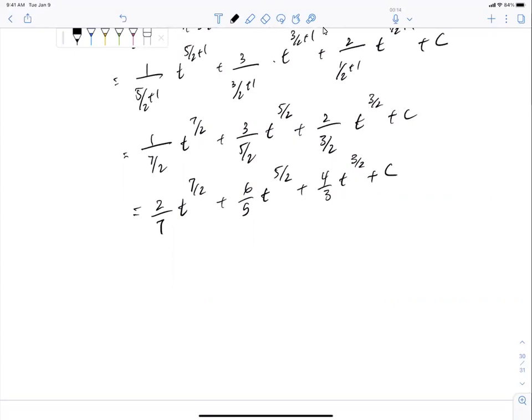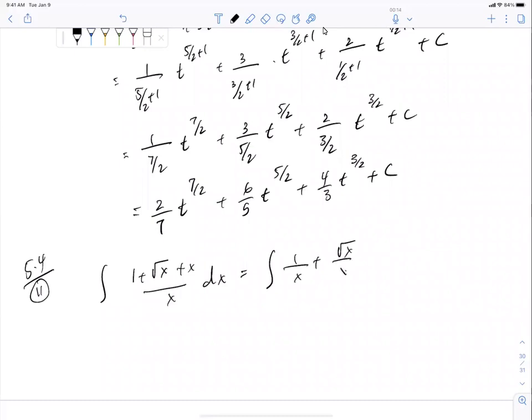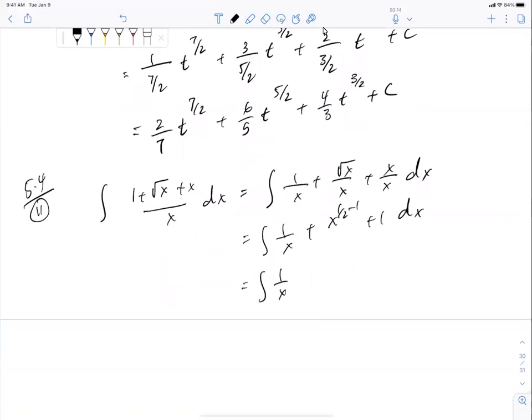Now, if you have to do something like number 11, which I don't know if I assigned that one or not, but no problem. It's the integral of (1 plus root x plus x) over x. This one, you have to split the integral. 1 over x, root x over x, x over x. Now, root x over x is going to be x to the 1/2 minus 1 because of the denominator. So 1 over x, x to the negative 1/2, plus 1 dx.